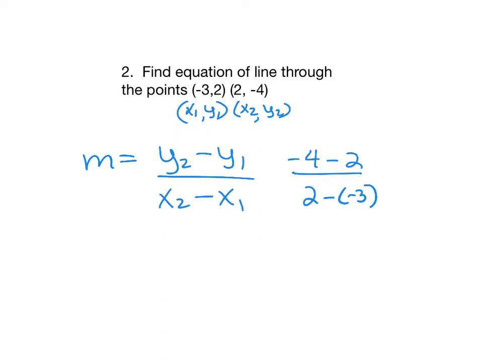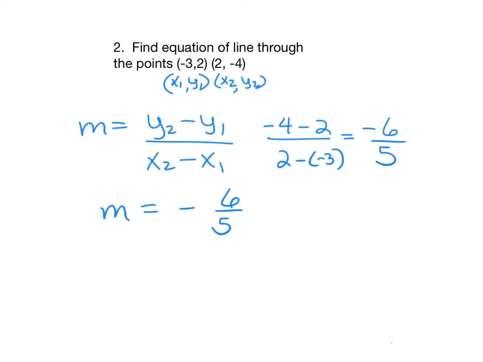Be very careful with your negative signs. I get -6 over +5. So the slope I'm using is -6 over 5. Now, if you would have labeled the -3, 2, that first ordered pair, as x2, y2, you will still get the same slope. Your negative sign would have been at the bottom, but again, one negative sign makes that a negative slope.